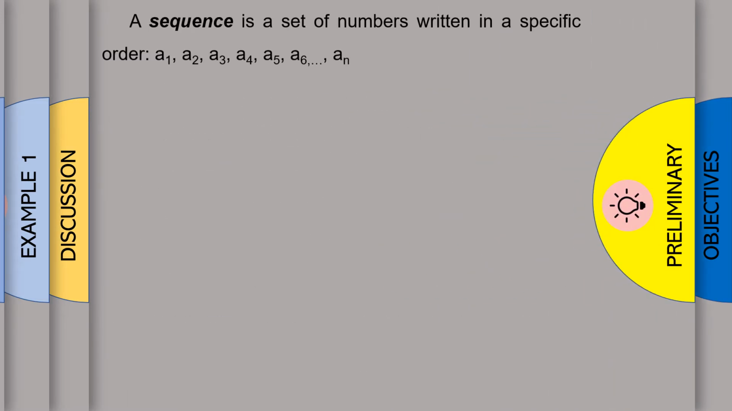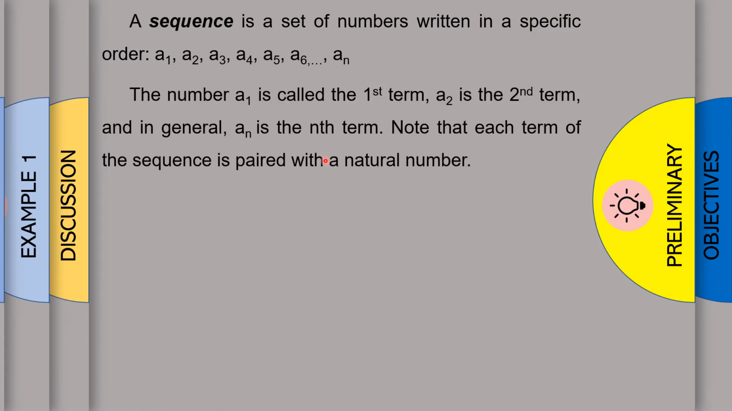So a sequence is a set of numbers written in specific order. Here we read this as a sub 1, a sub 2, a sub 3, a sub 4, a sub 5, a sub 6, so on and so forth up to a sub n. A sub n will tell you what the last term is in the given set of numbers. The number a sub 1 is called the first term. Yan yung mga notations na gagamitin natin for this topic.